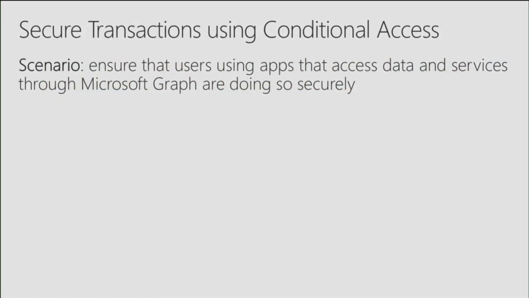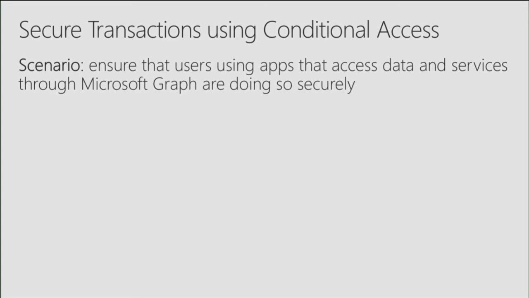So it should become obvious that it's really important to make sure users are accessing cloud resources securely. And conditional access, which is one of the best features in EMS, helps a lot here. And you might be wondering how this applies to apps that are built through Microsoft Graph.